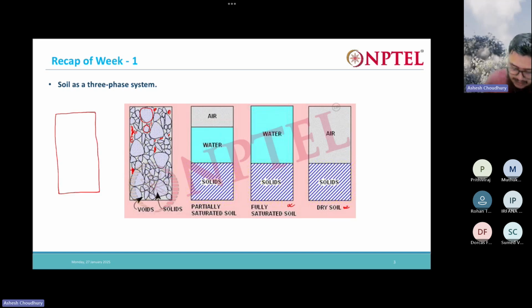Now, as I said, we have air, water, and soil solids, right? All these components will have individual weights. So we have the weight of soil solids, we can write as Ws. Then we have the weight of water. Will air have any weight or not? Will air have some weight?